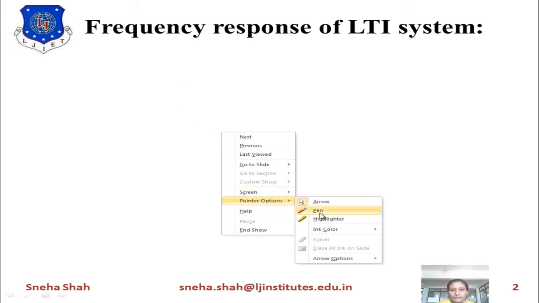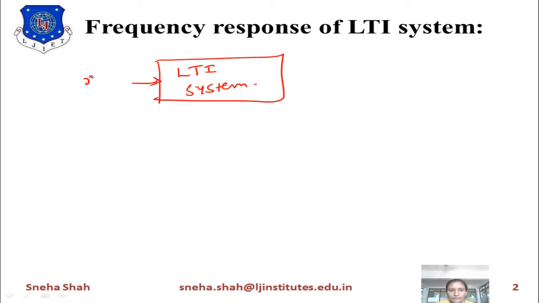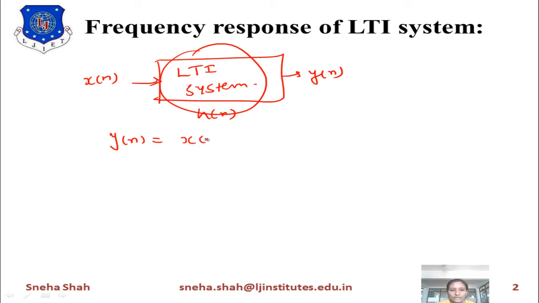To find the frequency response of an LTI system, let's start by taking any LTI system. If we apply the input signal x of n to derive the output signal y of n, the response of this system is considered as h of n. So how will we find the output y of n? y of n equals the convolution of two sequences, that is, x of n is convolved with h of n.